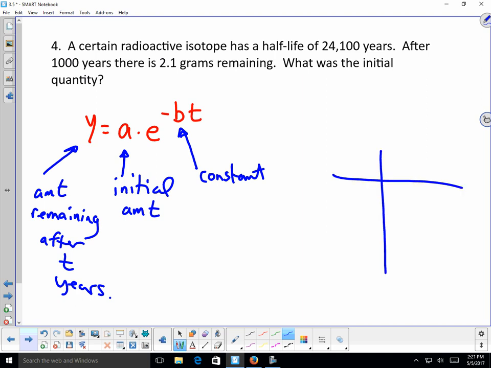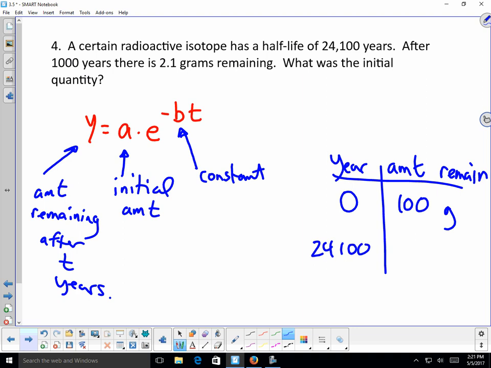So, in this case, let's make a little chart for the amount remaining, and, no, back it up. Let's go with year and the amount remaining. So if I start at year 0, and let's just make up an amount like 100 grams. I'll come back to this problem in just a minute. But if I have 100 grams in year 0, and the half-life is 24,100, then after 24,100 years, I should have how many grams remaining? Zach?